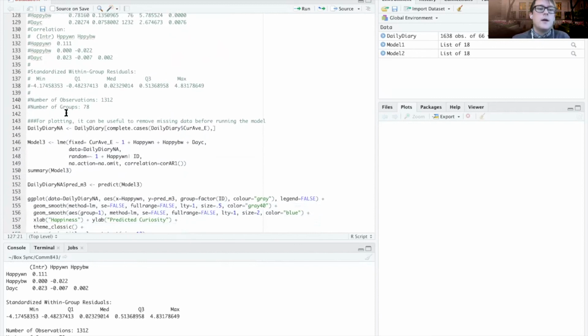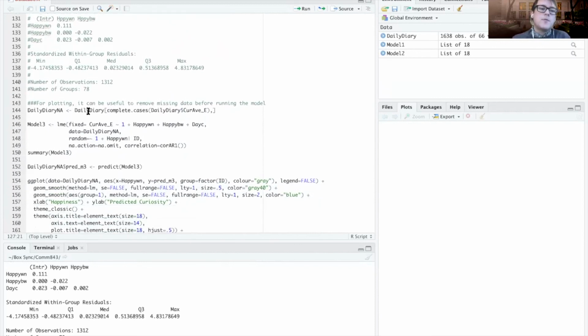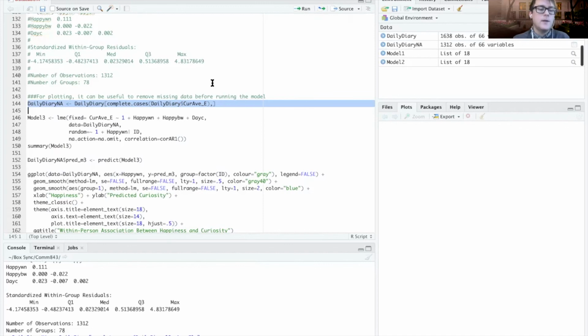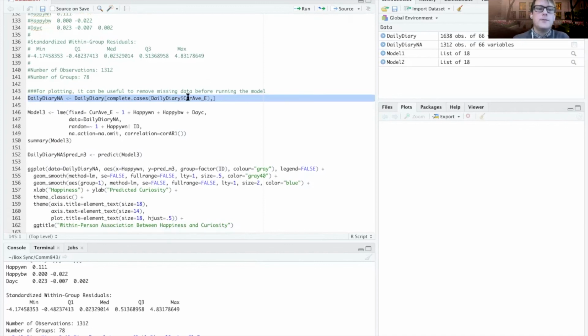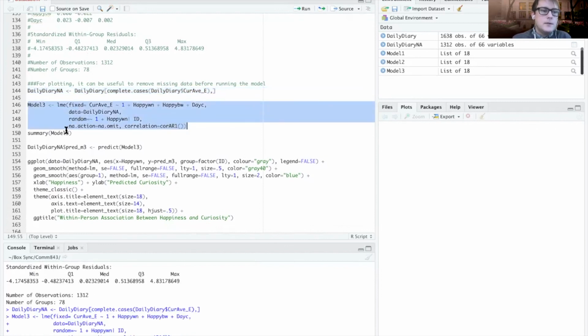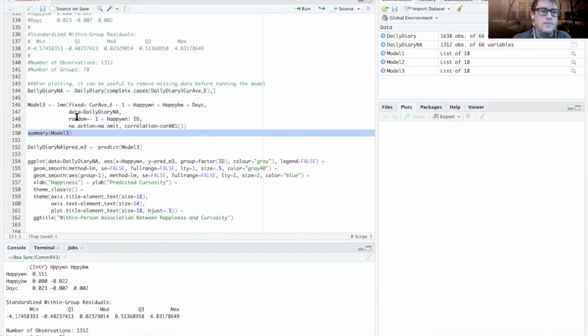All right, so we're going to plot this result. For plotting, it can be useful to remove the missing data before you run the model. So that's what I'm doing here. I'm working with the same data, but now I am only looking at the data that has complete cases for the curiosity variable. And I'm not so worried about getting rid of rows with missing data now, because I should have done any lagging that I needed to do earlier on, so it's not going to mess up any lagging. And so now I'm just running the same model. The results will be the same.